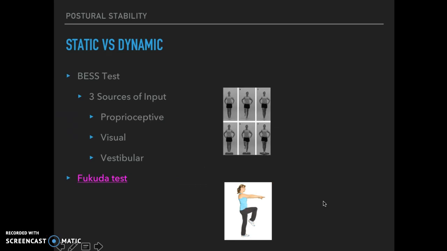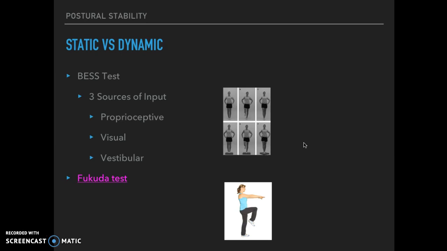Okay, so in looking at postural stability, you can assess static postural stability, what the patient is able to do without moving, using the BEST test. Or you could do the Fukuda test, which is more of a dynamic test.